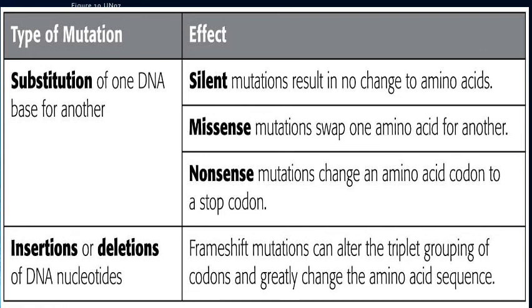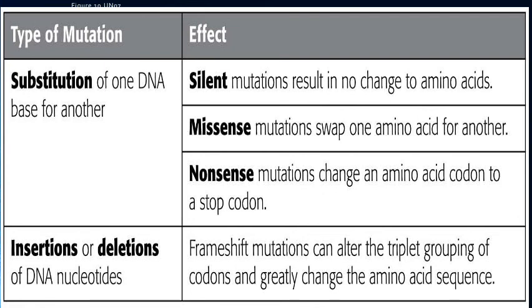So if we have a substitution of one DNA base for another, one possibility is that it's silent. It doesn't result in a change of amino acids. Remember that there's only 20 amino acids, but there's 64 codons. So it might be a change that results in the same amino acid. We can have a missense in a substitution mutation, and that's where there's one amino acid substituted for another. And you can have a nonsense mutation that changes an amino acid to a stop codon. And so that's just going to cut short the protein.